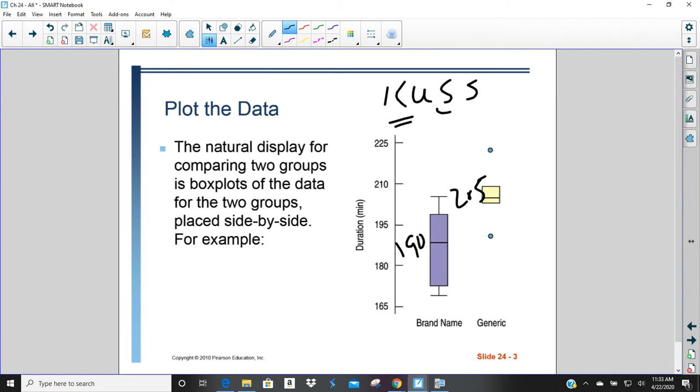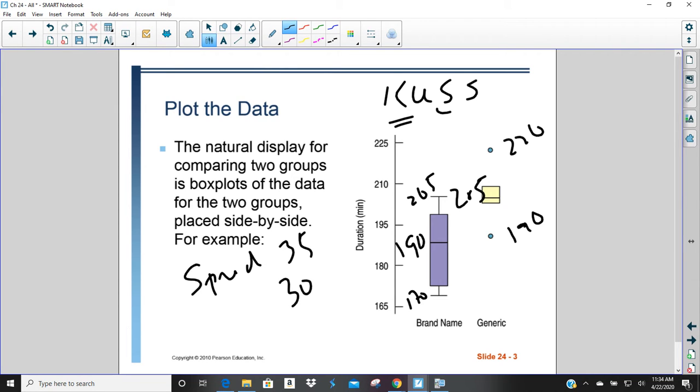The spread for the brand name is going roughly, what do you say, I want to say 170 to, I don't know, 205. So the difference would be 35, right? So the spread for the first one is 35, while the spread for the generic is going to be from, let's just say, 190 to 220, would you say? So that's going to be 30. Okay. The shape is the part that we can't do.